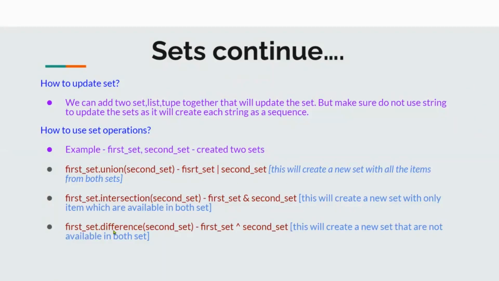And the difference: when you use the difference operator, this will create a new set of items that are not available in both sets. Let's say Apple is available in only one set and it's not available in the other set, then these items will be captured in the new set. We'll show you examples in the code of exactly what it is.